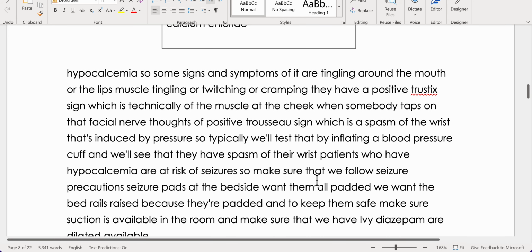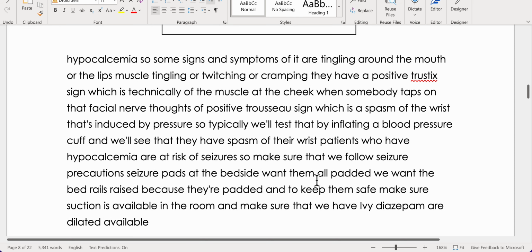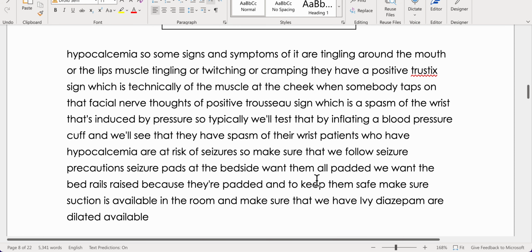Hypocalcemia. Some signs and symptoms are tingling around the mouth or lips, muscle tingling, twitching, or cramping. They have a positive Chvostek's sign, which is a twitching of the muscle at the cheek when somebody taps on the facial nerve. There is also a positive Trousseau's sign, which is a spasm of the wrist induced by pressure, so typically we test that by inflating a blood pressure cuff and we'll see that they have spasm of their wrist.